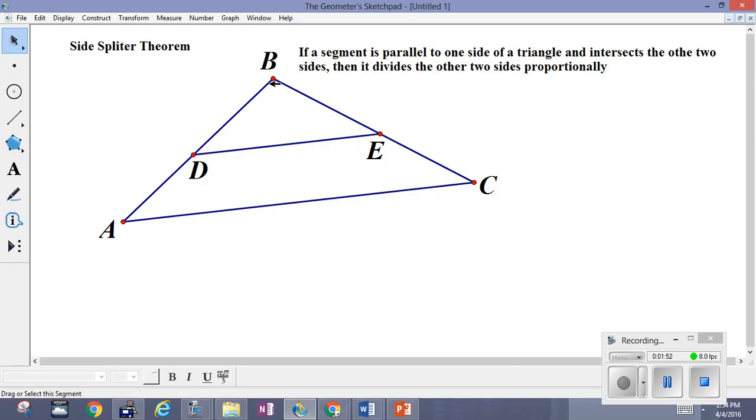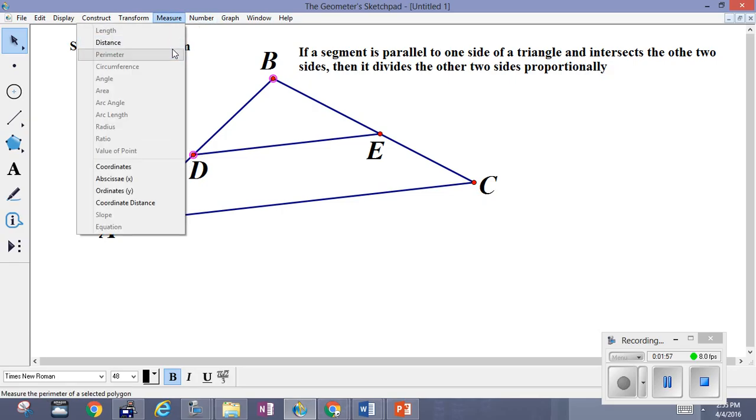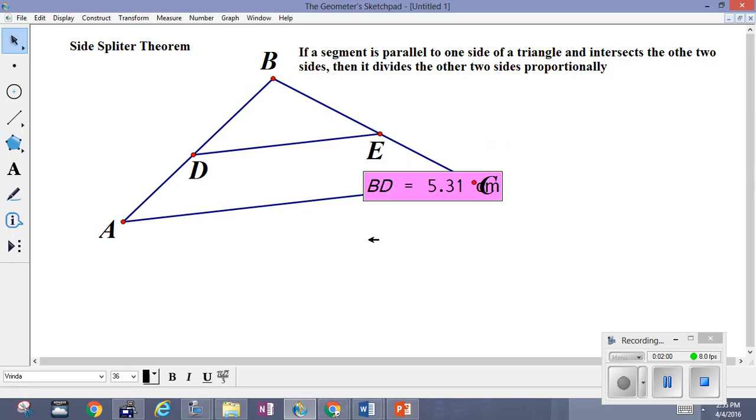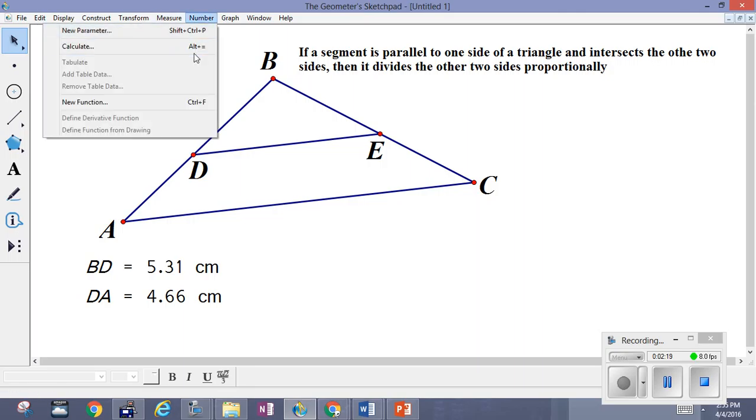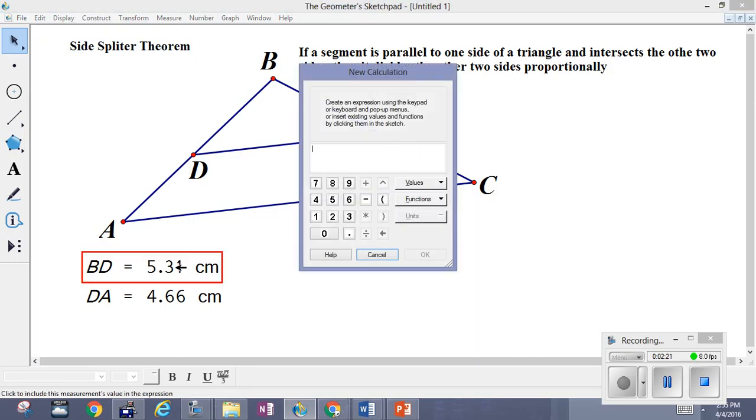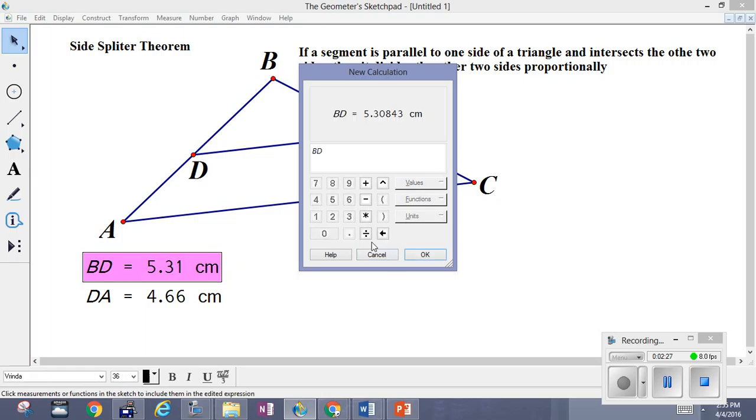Now, what it says here is that the segments AB and BC are going to be split proportionally. That is, if I take the distance from B to D and measure that distance, and I take the distance from D to A and measure that, then I take their ratio. I'm going to calculate BD, the top, over the bottom, and that's going to give me a ratio.